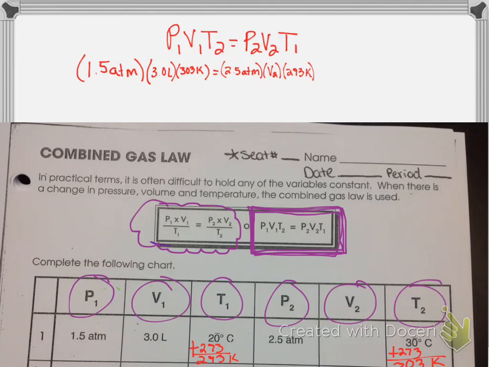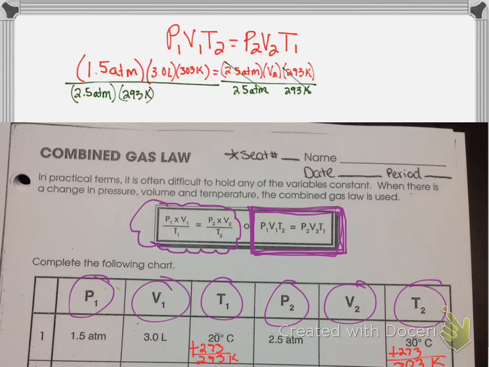So now we want to get our V2 by itself. So I'm going to do the opposite of what's there, which is multiplication, so I'm going to divide to get those other things to cancel out. So notice now I'm left with just V2 on my right side of the equation. Whatever I do to the right side, I must do to the left. So I'm going to divide by 2.5 ATM over here and also by 293 Kelvin.